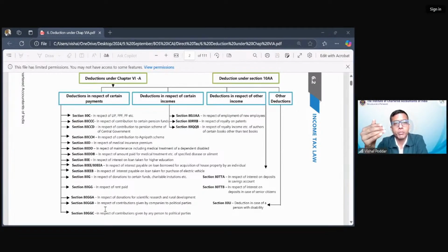If you have solved your sums from the salary head and other heads also, while computing those sums, you may have come across references to these deductions. These are very specific because they have limited applications, especially 80RRB and 80QQB.